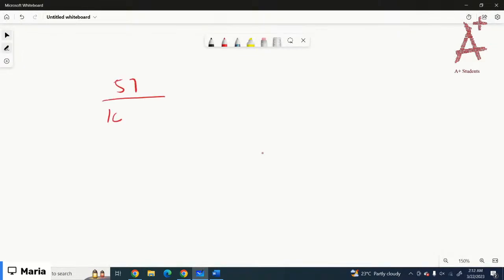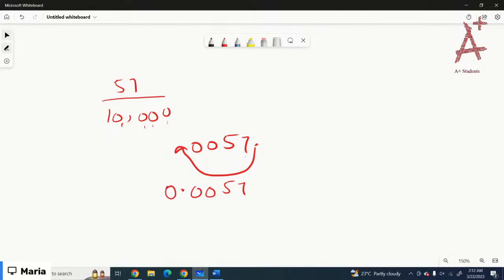57 divided by 10,000. 1, 2, 3, 4 zeros. Got it? That means you have to move the decimal point 4 places left. 1, 2, you have only 2 places. Just add 2 extra zeros. You have to move 1, 2, 3, 4. So you have to move from here to here. It would be 0.0057. Got it? So it would be 0.0057.